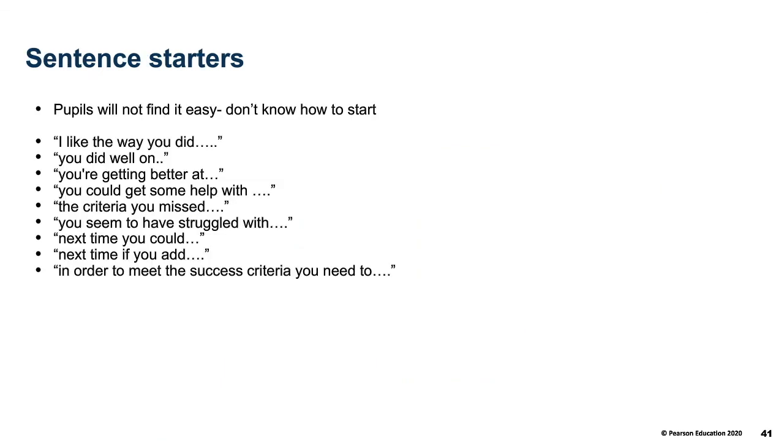Other resources are some sentence starters. Just having these in the front of students' books, or up on the wall or on the screen, however you want to use it, helps students get started. For peer marking, things like, I like the way you did well on, you're getting better at, and that's quite nice. At the moment, all my peer marking is taking place with the person sat next to them, so it's always the same person marking it. So they should be able to start to see some progress. You seem to have struggled with, in order to meet the success criteria you need to, and so on.